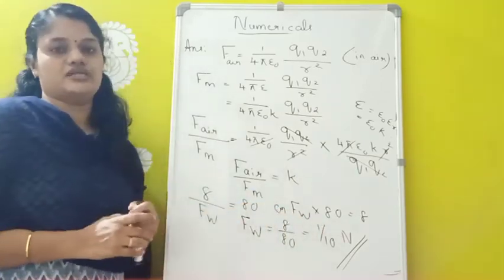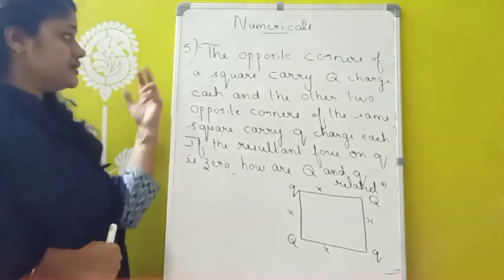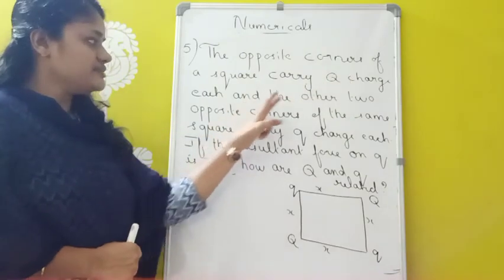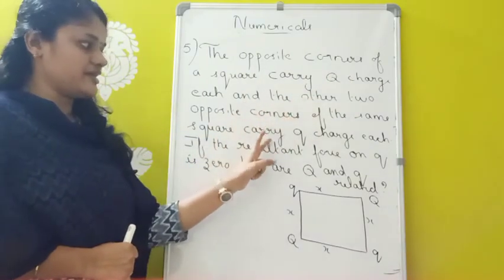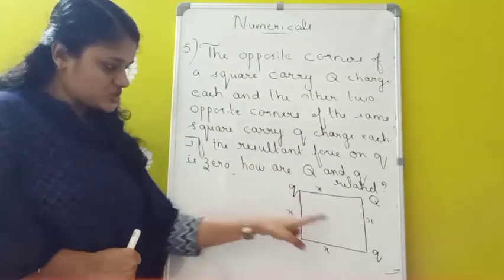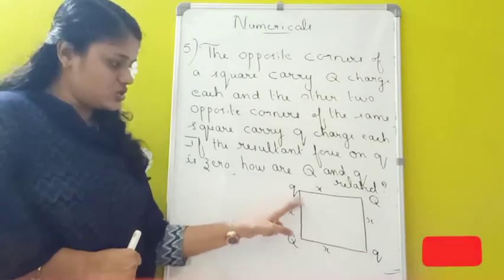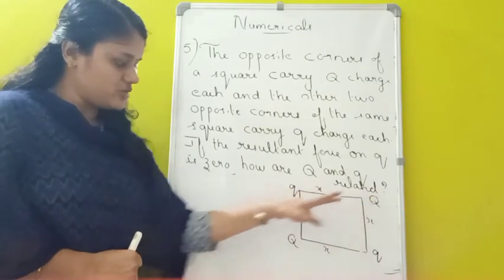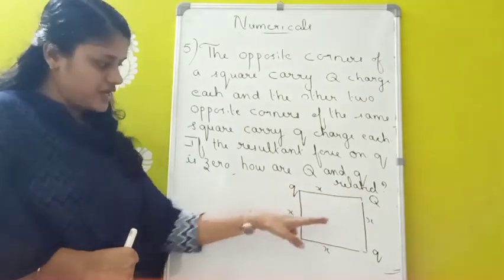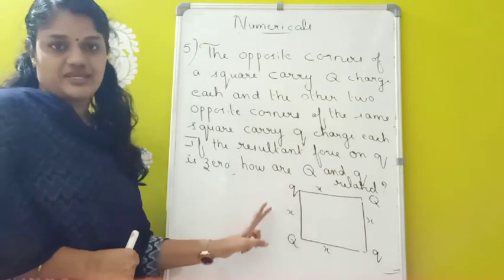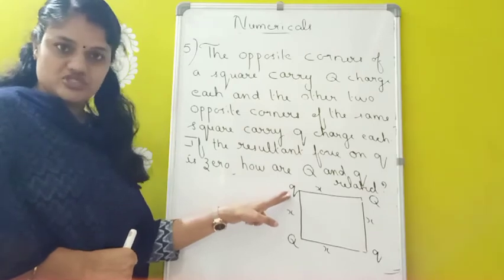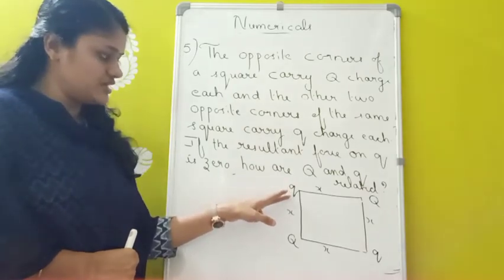1 by 10 Newton. Fifth problem: the opposite corners of a square carry capital Q charge and the other two opposite corners of the same square carry small q charge each. So here one square is drawn, and its opposite corners have the same charges: small q here and capital Q here and capital Q. The square has a side of x, and the resultant force acting on the small q charge is 0.